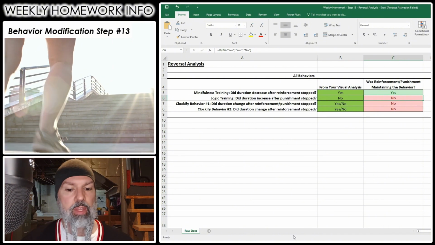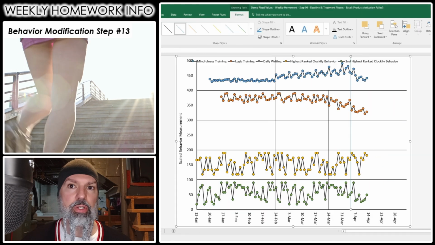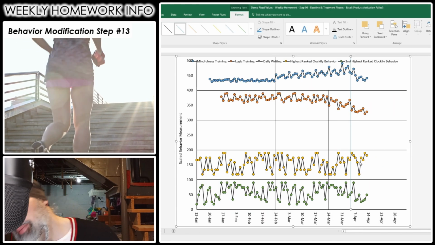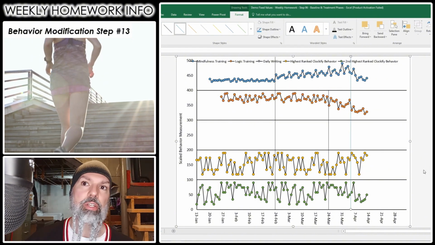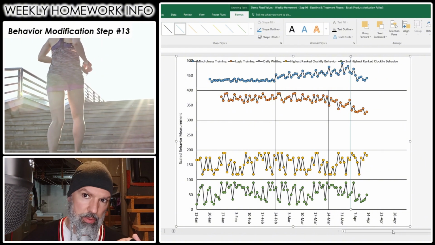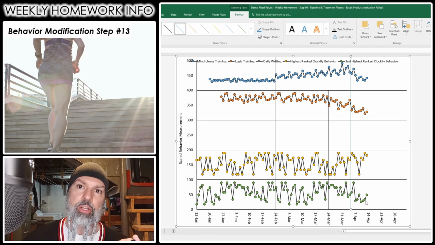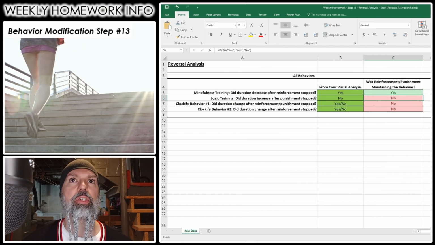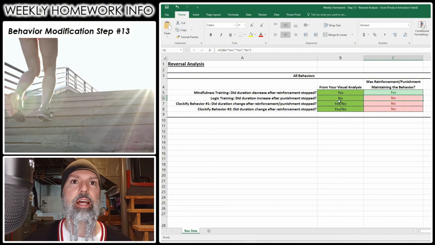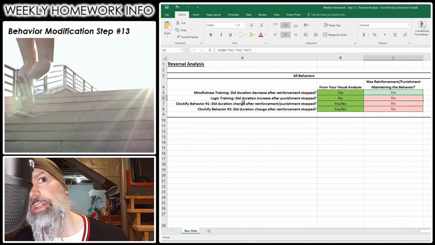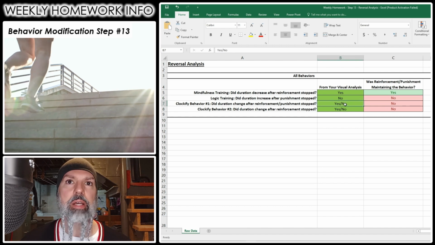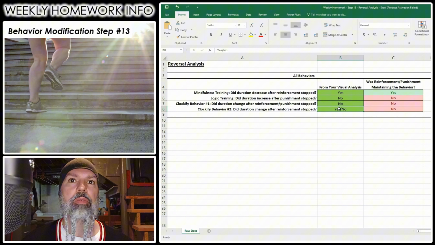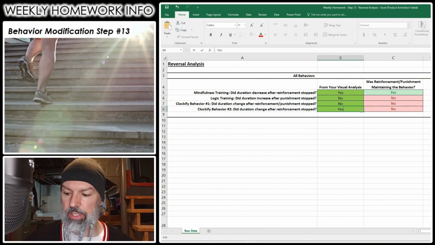logic training. So for the last two, you would take a look at the clockify behaviors, and you would see that for clockify behavior 1 here, there was no change after the reversal procedure occurred. But for clockify behavior 2, there continued a decrease in clockify behavior 2. So in that case, we go back to our homework step 13 reversal analysis. And was there a change after reinforcement or punishment stopped? And in this case, for clockify behavior 1, no, there was no change. But for clockify behavior 2, yes, there was a change.